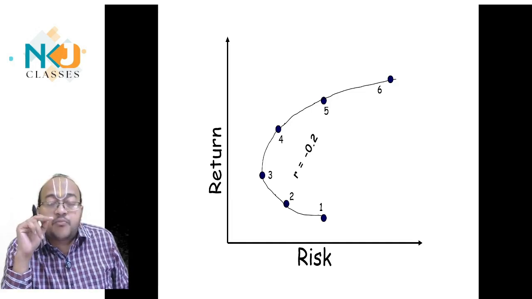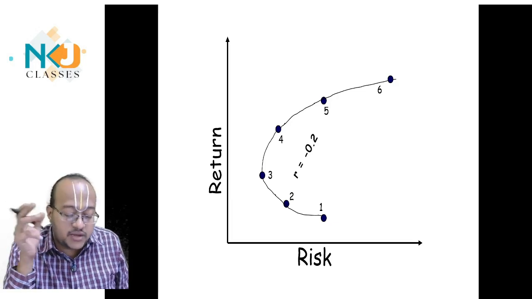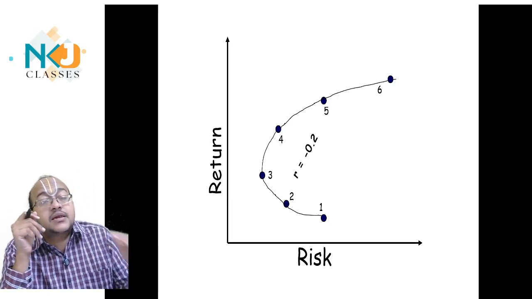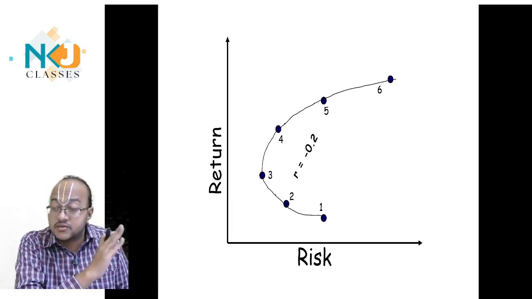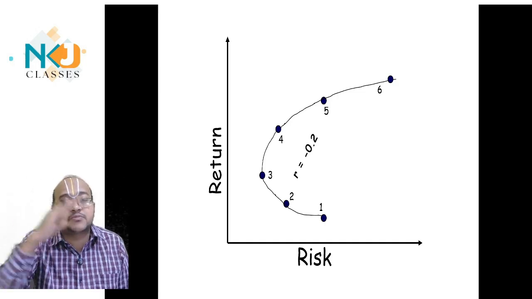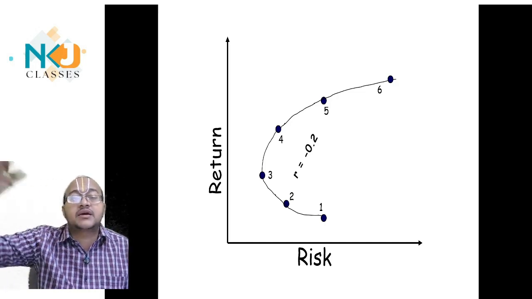Portfolio 3. From portfolio 3 to portfolio 4, what is happening? It is increasing. The return is increasing. Correct? It is moving upward, but it has started moving rightwards. Rightwards means the risk is increasing.